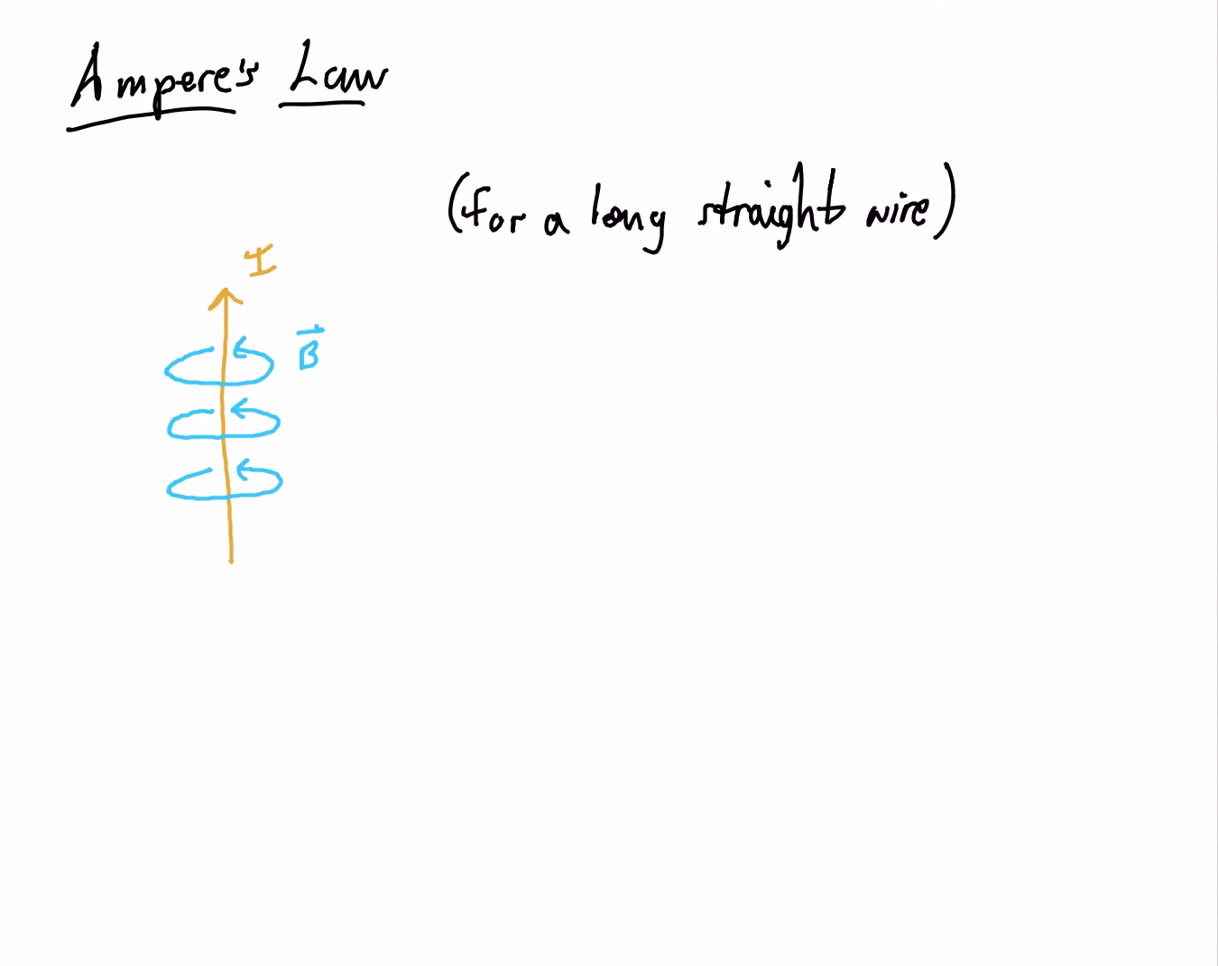For the specific case of a long, straight current-carrying wire, Ampere's law tells us that the strength of the magnetic field generated by that current-carrying wire at some location around the wire is equal to a constant mu naught times the current carried by the wire divided by 2 pi times the radius. The radius here being the closest distance between the wire and the location where we want to know the strength of the magnetic field.